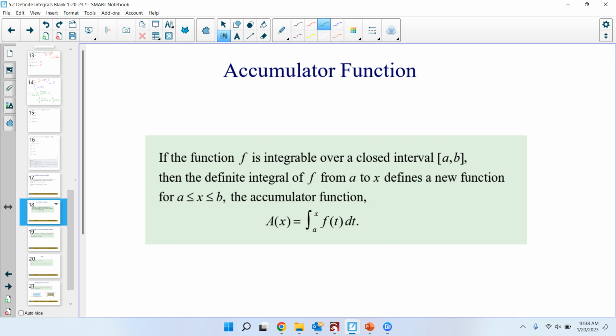So here's the interesting thing. If I want to find out the area, what is the area function dependent upon? X, right? It's A of x. It depends on where you stop adding up area, okay?